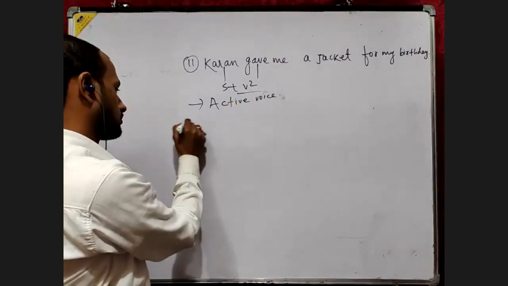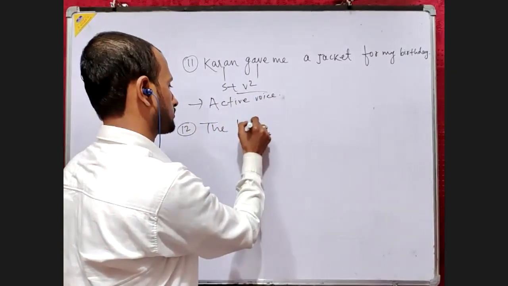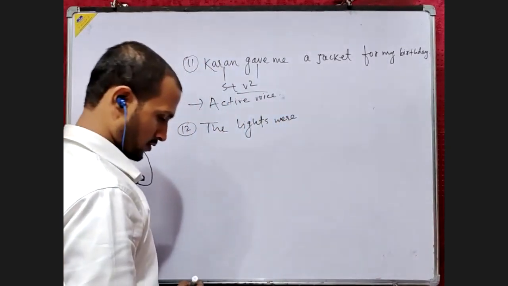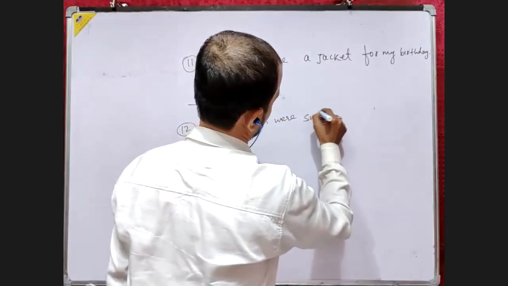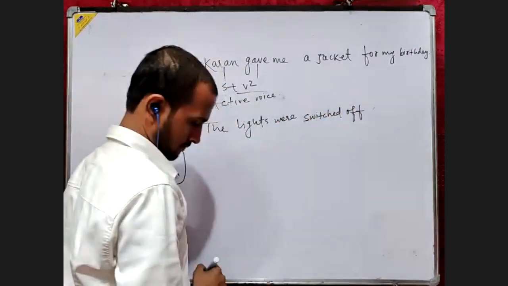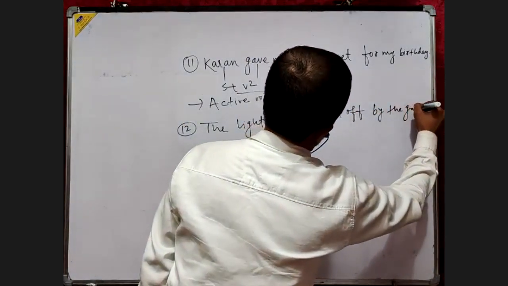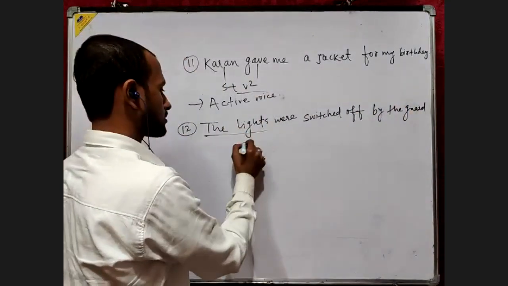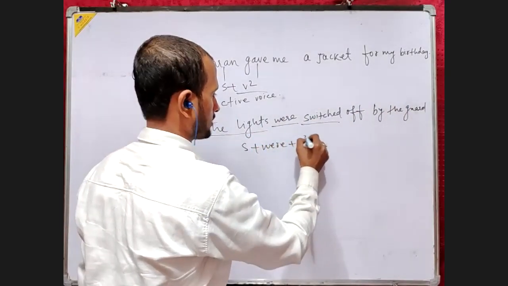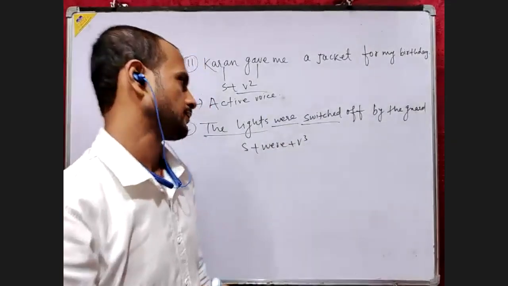Question number 12: The lights were switched off by the guard. The lights is the subject, then after the subject, were plus V3. This is passive voice. One thing to understand here, okay?